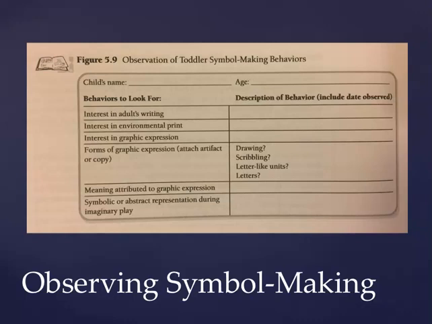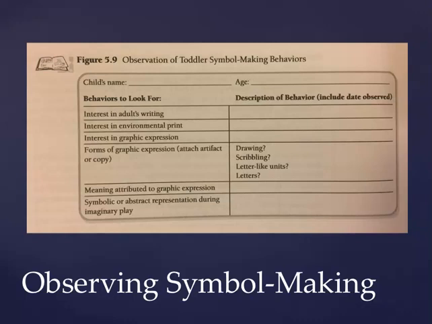So there are different scenarios in which you're going to observe the child while using this observation tool. Then you're going to jot down anecdotal notes of what you observed and the date on which you observed it. Doing this on a consistent basis is going to give you a profile of where the child is in terms of the skill of symbol making. Again, this observation sheet can be found in your book on page 70.